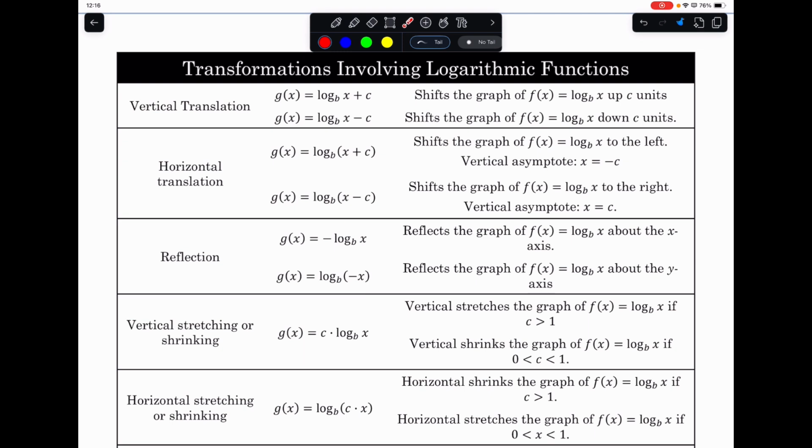And then, of course, the opposite. If it's minus c, then that just shifts the graph to the right, and the vertical asymptote is going to shift to the right to the location of x equals that value of c.